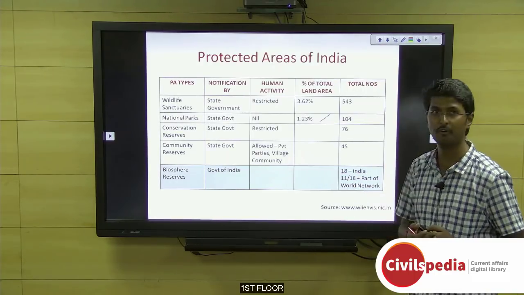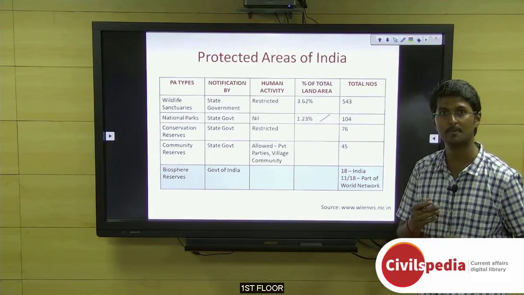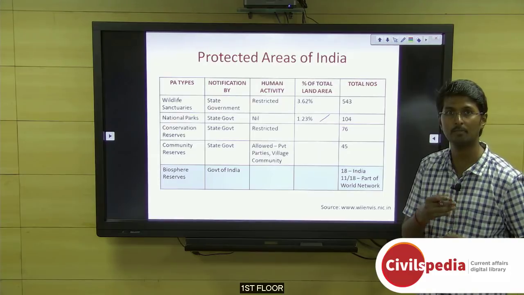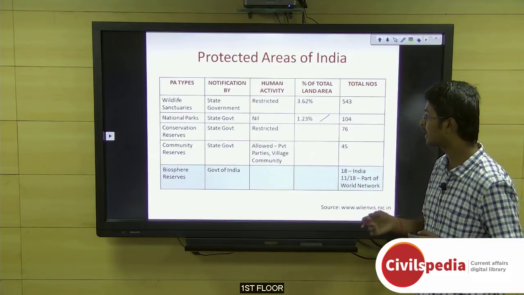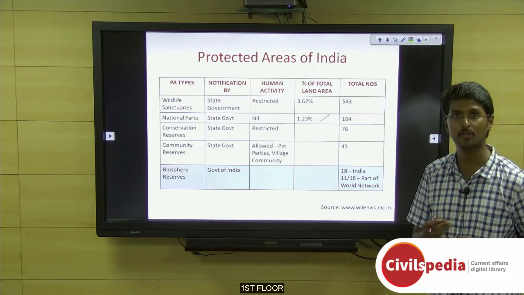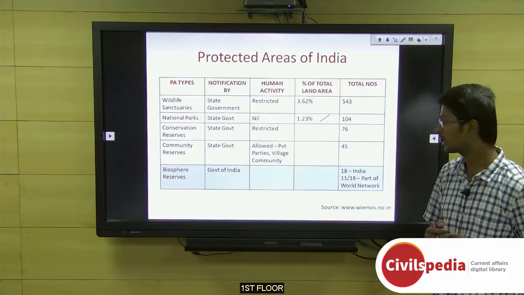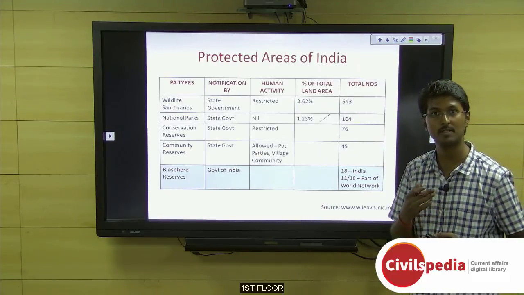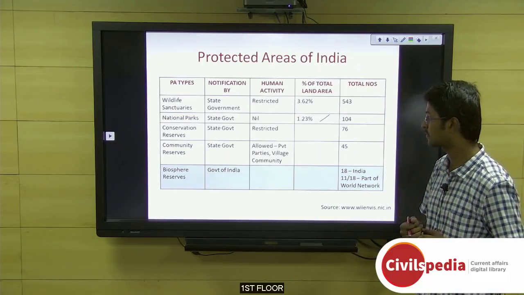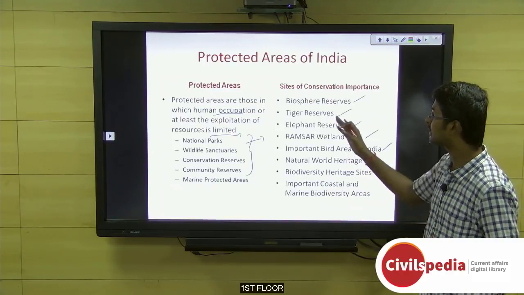And these are again notified by the state governments, and here human activities are allowed, especially for private parties who own the land but are willing to be classified as community reserves, and also the village community. There are 45 community reserves declared to date, and Meghalaya is the state which has the highest number of community reserves. And coming to biosphere reserve, this is not given a protected area status.